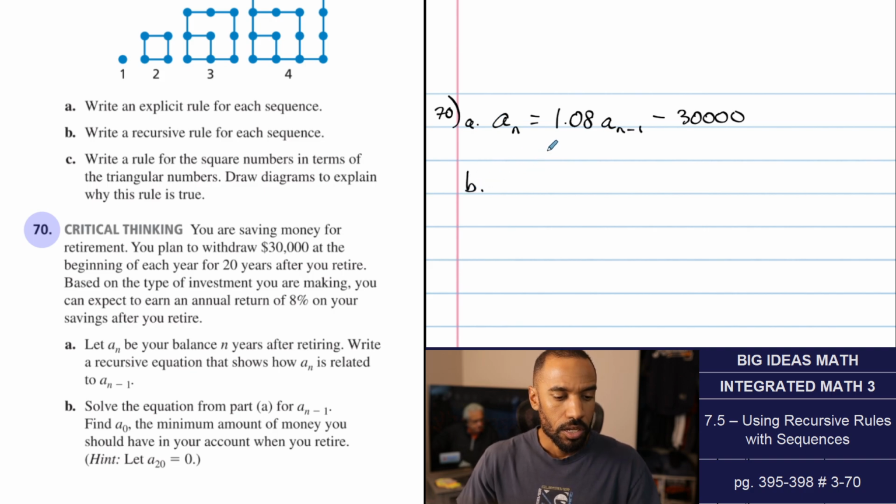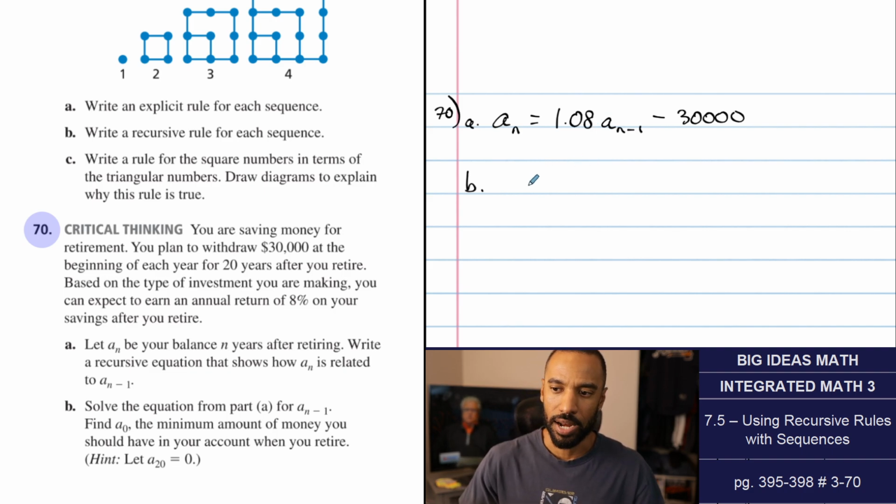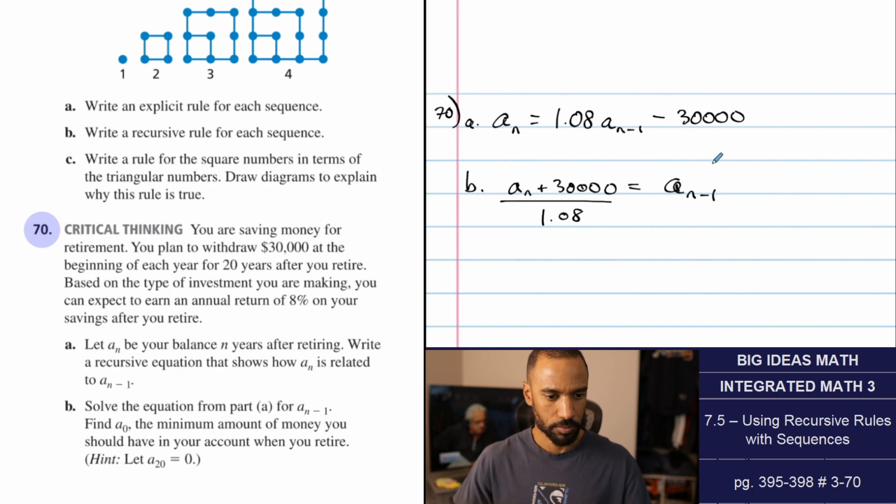Part B, solve the equation from part A for A sub n minus 1. Okay, so we're going to add 30,000. A sub n minus 1. Oh, hold on. Let's take that equation that we have there. A sub n plus 30,000 equals 1.08 times A sub n minus 1. Well, we divide by 1.08. Boom. So it's solved for.